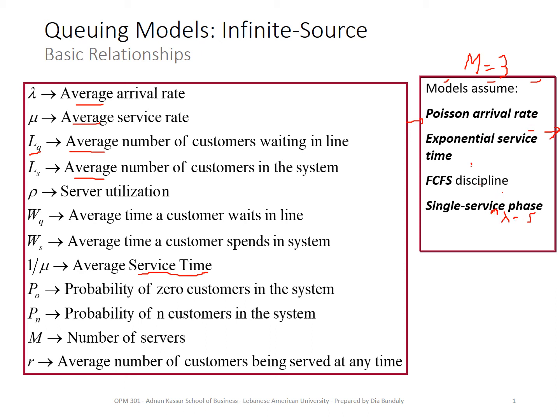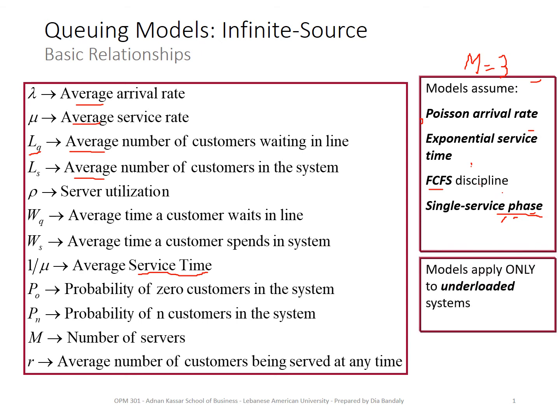The first is the arrival has to follow a Poisson distribution, otherwise I cannot use the model that's available for us. Second is that the service time also follows an exponential distribution. This is important. And the discipline is first come, first serve, and it's a single phase. Okay, we don't deal here with more than one phase.